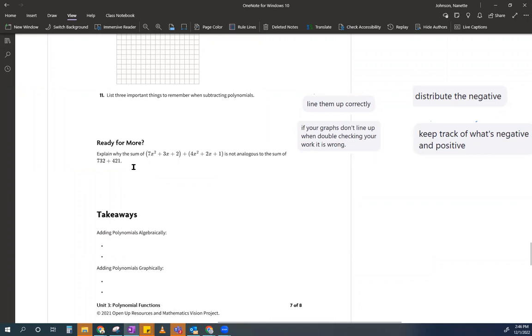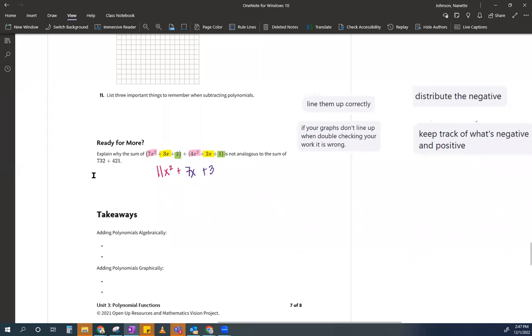So let me start with this one. When we're adding these together, we're just collecting like terms. So we're adding 7x squared plus 4x squared. How many x squareds is that? Yeah, 11x squared. It's very good. And then I'm going to add 3x's plus 2x's. How much is that? Very good, 7x's. And then last but not least, what's 2 plus 1? You guys are like, okay, 3. So Ms. Johnson, what's the big deal? So 11x squared plus 7x plus 3 is not analogous to this one because of what happens.